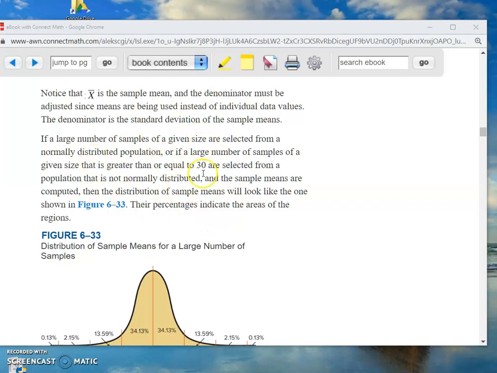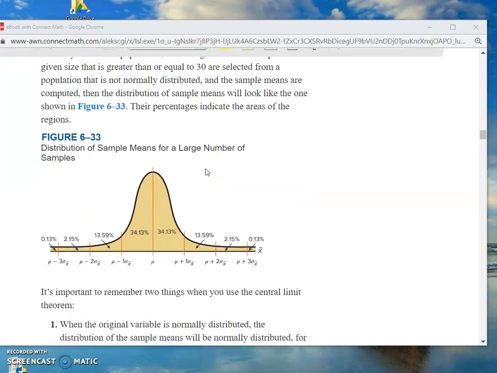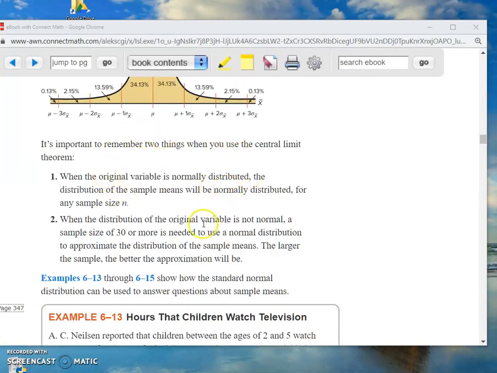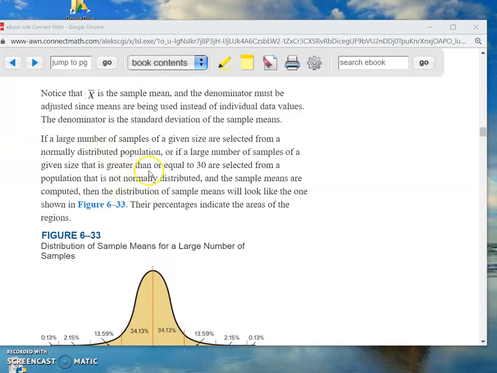In any event, this paragraph right here, what in the heck does this mean? It is so freaking confusing, right? But it's not as hard as it looks. He spells it out right here. It is important to remember two things when you use the central limit theorem. Okay, so now he spells it out. It's a lot more clear than the paragraph right here.